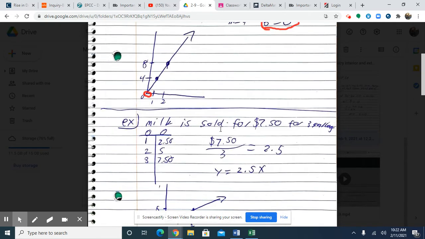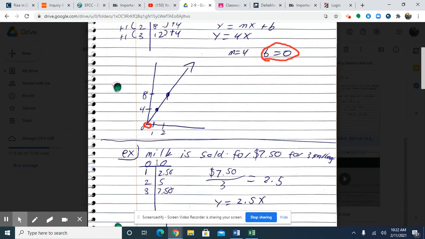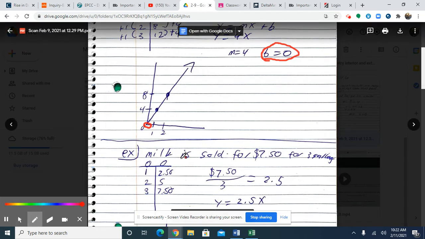Now, the same example, but let's say milk is sold for $7.50 for 3 gallons. Okay. So in this situation, $7.50 for 3 gallons, we have to divide that by 3. So we have 2.5. So every gallon costs us $2.50, which I think is a little more realistic. So that means that at 1 gallon it's 2.50, at 2 gallons it's 5, and 3 gallons it's 7.50.